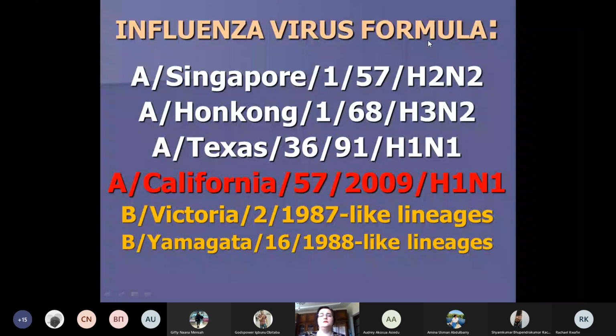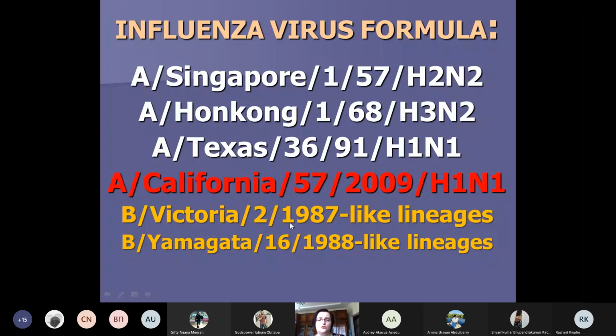Here are other examples, as you see, and here also you can see the B variant. Influenza B virus mainly infects humans, but has been identified in seals, horses, dogs, and pigs. Influenza B virus does not have subtypes like influenza A, but has two antigenically distinct lineages.